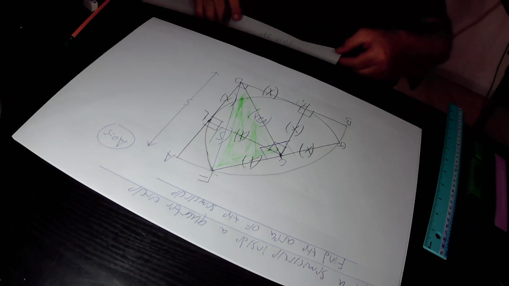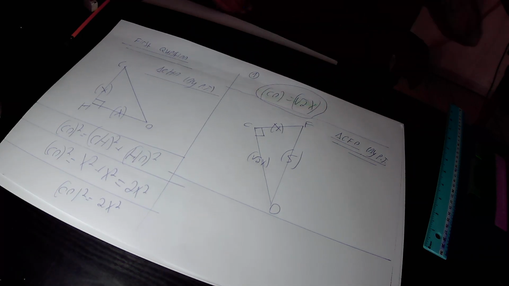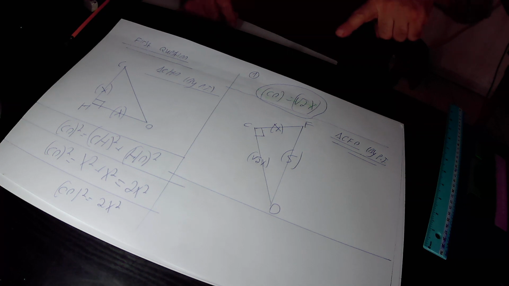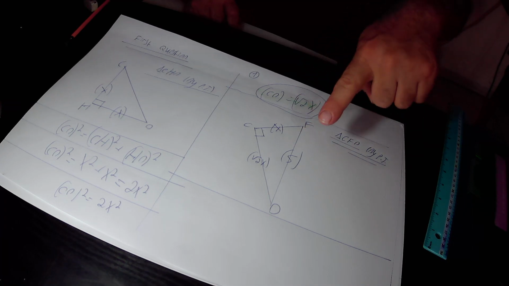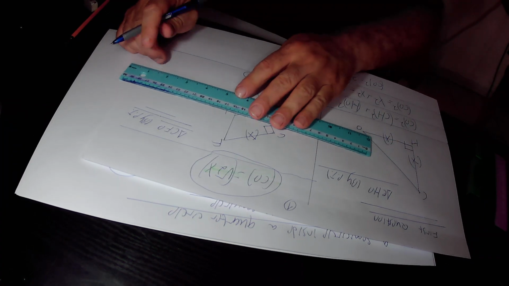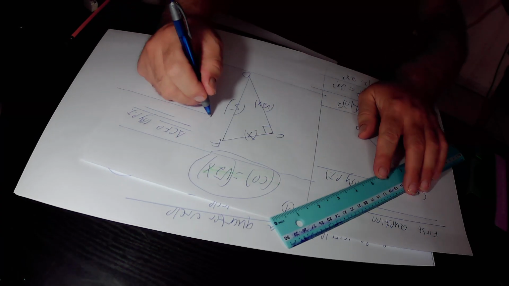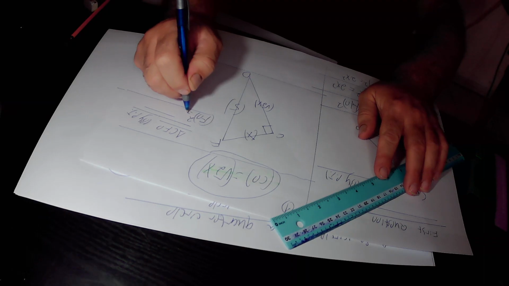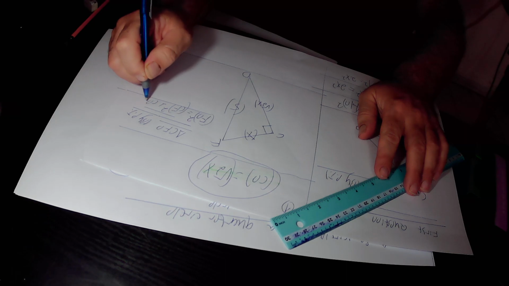So actually, this is the right green triangle CFO that I copied from the original drawing. According to the Pythagoras theorem, in this right triangle CFO, FO square equals CF square plus CO square. So write it down: FO square, that is the square of the hypotenuse, equals CF square plus CO square.